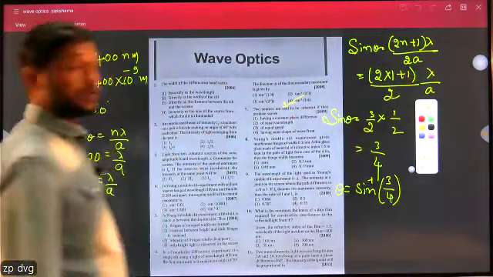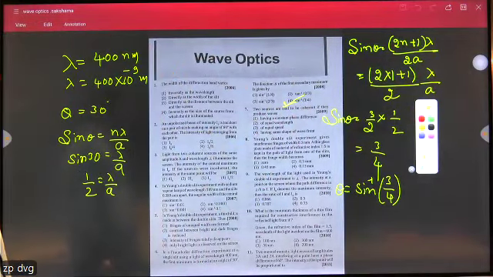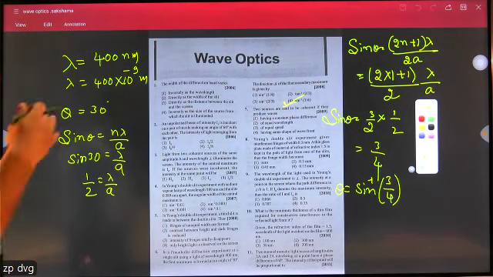The answer is sin inverse of 3 by 4. Is it clear? So note down.